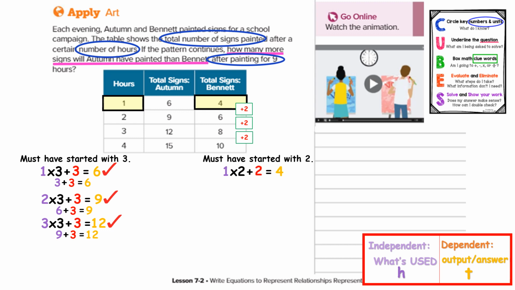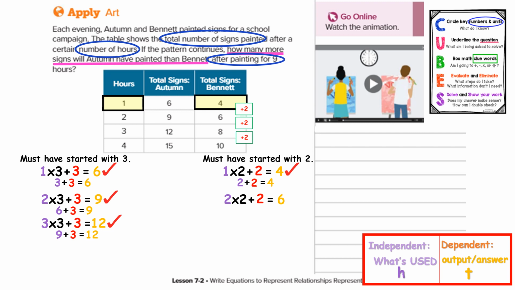So if I use the same logic and I take 1 hour times 2 plus the original 2 I started with, does that give me the 4 that it says? And it does. But I want to check my math and make sure that the relationship I've created is indeed true.